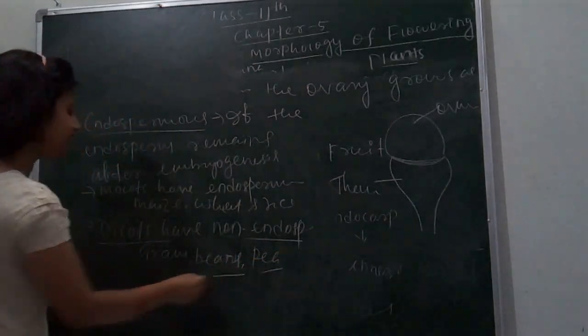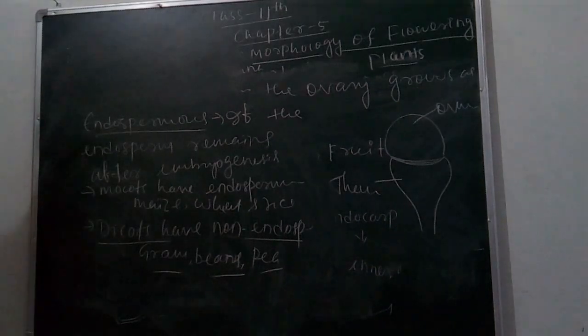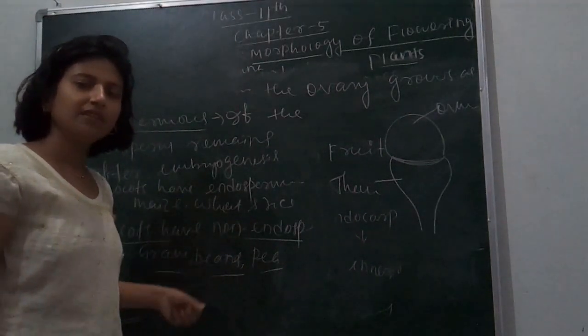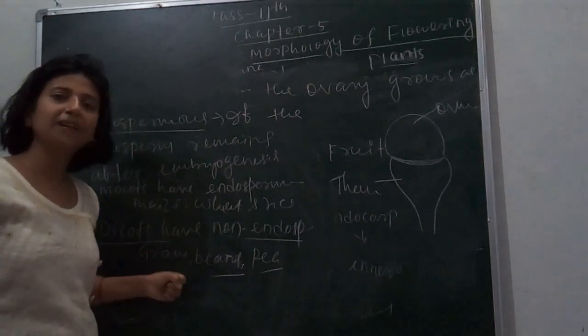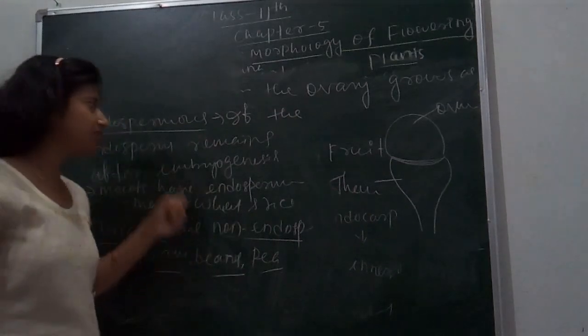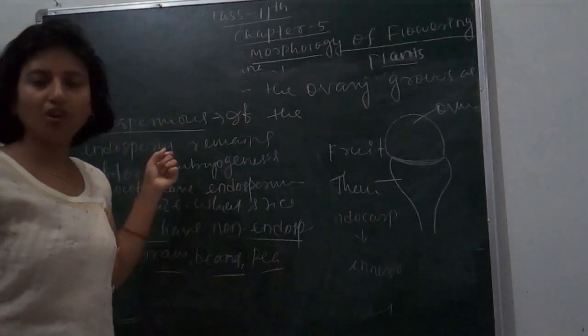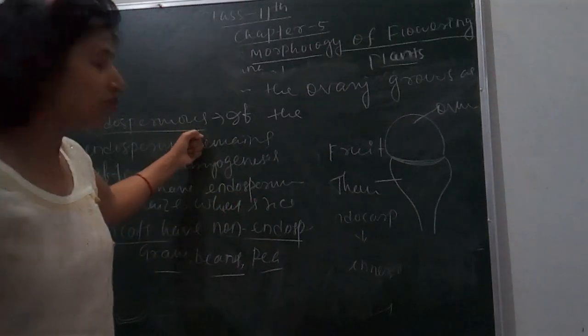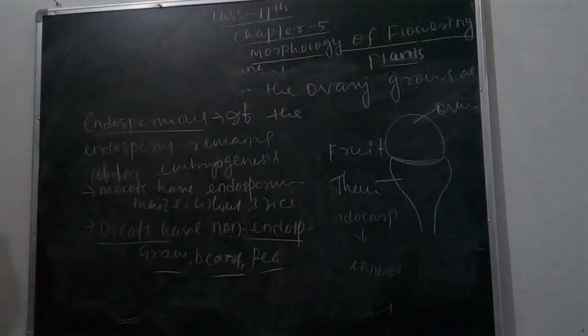When they start growing, the endosperm is completely consumed. That's why they are called non-endospermous. But in the case of monocots, the endosperm remains after embryogenesis. That's why they are called endospermous. Is that clear? Next, let's see different parts of a seed, the dicot seed.